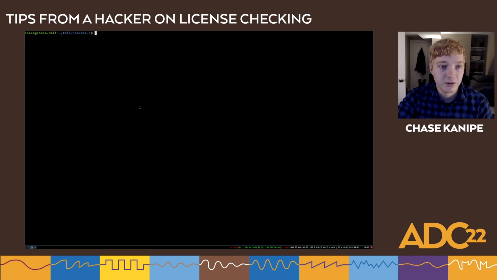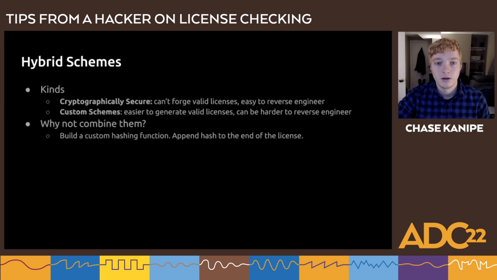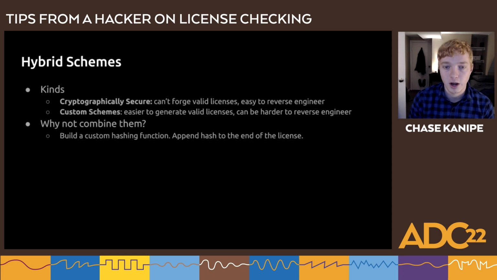So how might we improve this system? In approaching this question, I want to first observe that there are at least 2 broad classes of schemes people can use when developing their copy protection system. The first involves the use of cryptographically secure algorithms. When these algorithms, like RSA in the previous example, are used correctly, it can be practically impossible to forge valid licenses.